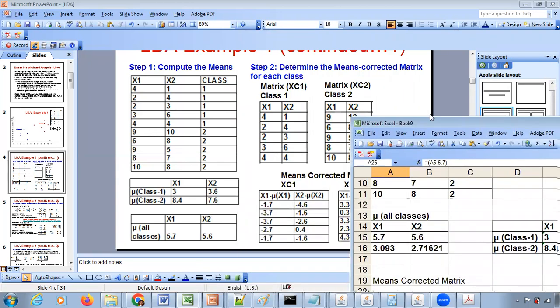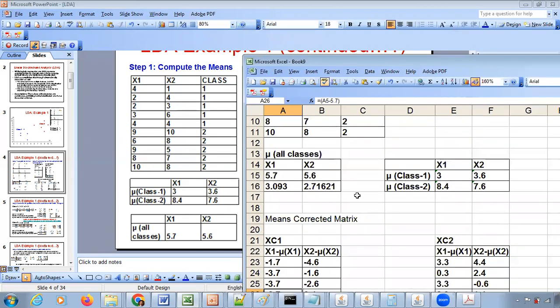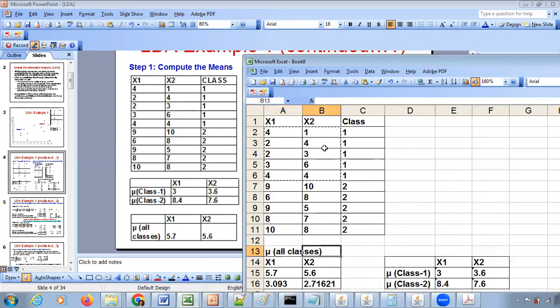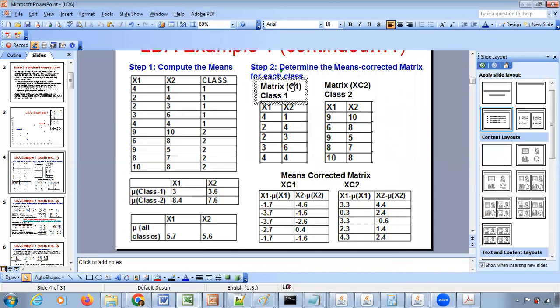Let me just put it here, since I already have it and would otherwise need to copy it again. Then this is the matrix for class 2. Let's call the class 1 matrix MC1, and this is matrix MC2. And the means corrected matrices, which we denote as XC1 and XC2, are computed like this.